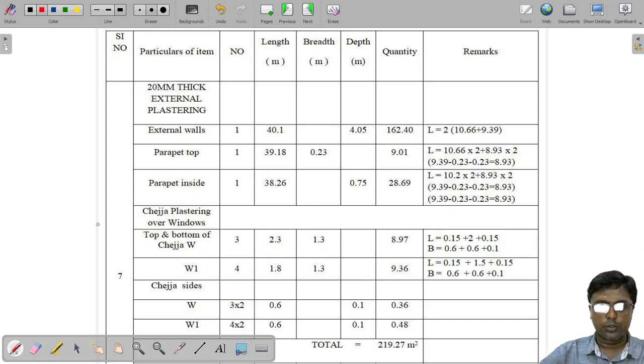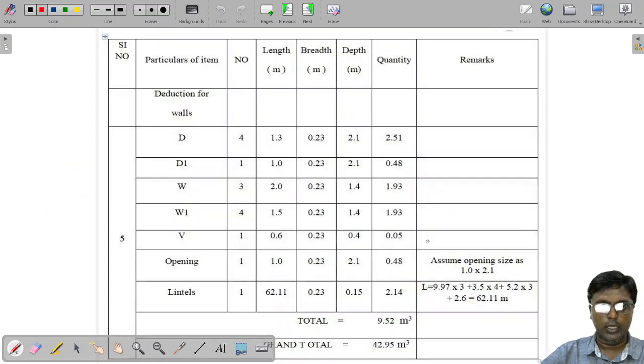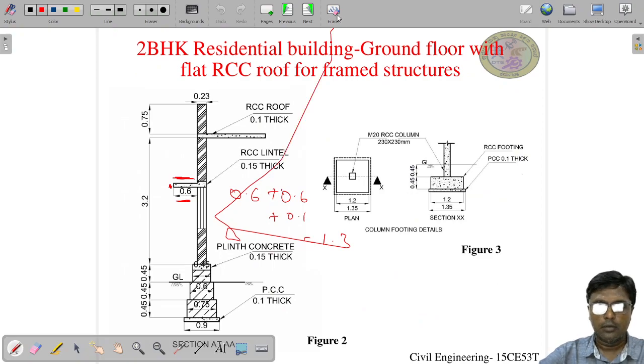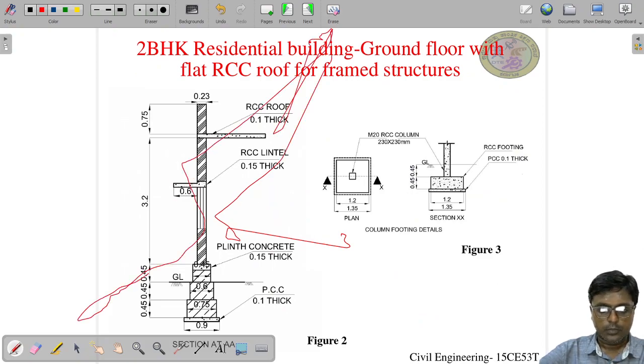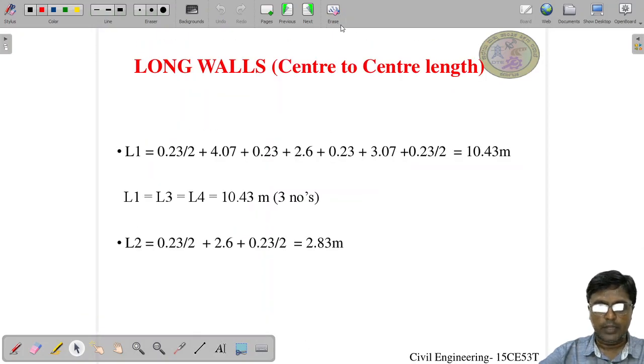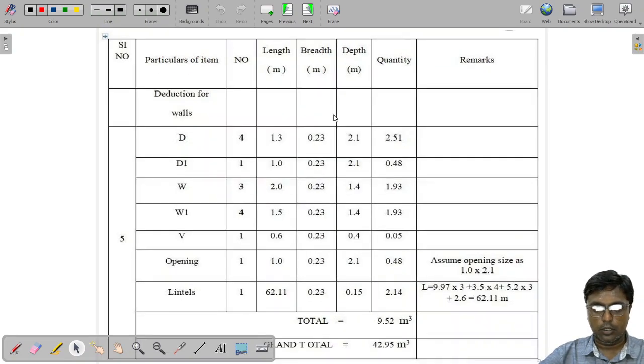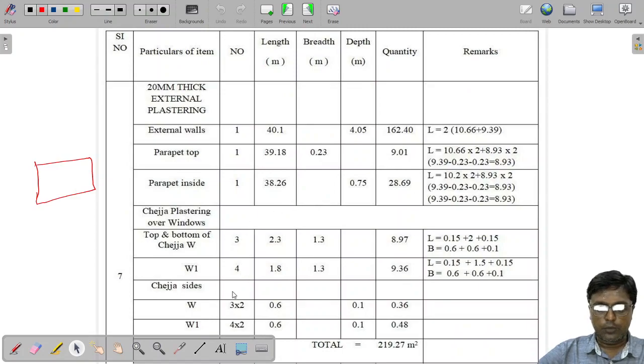And the sides you have not done. For the chajja, we have done only the top, bottom and front, but we have not done the chajja plastering on the sides. So we have to do the sides.